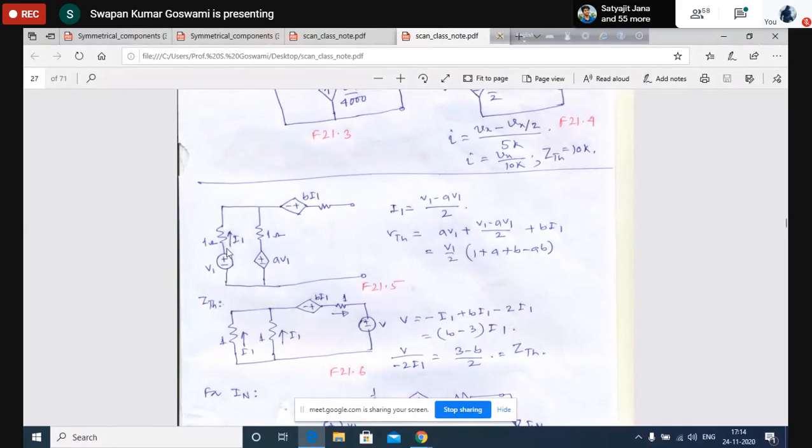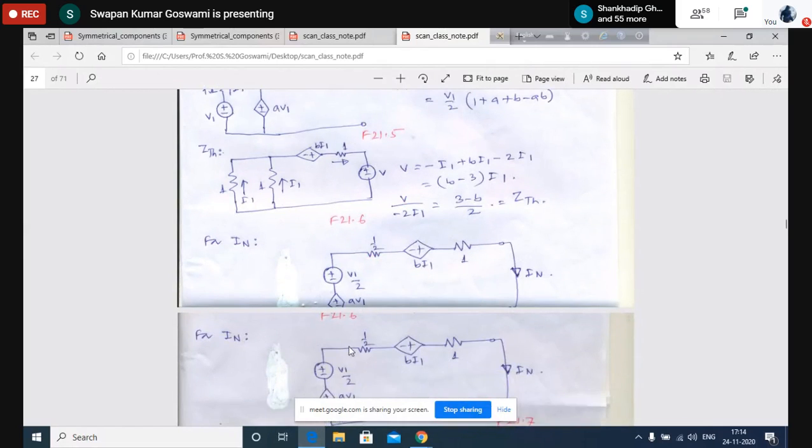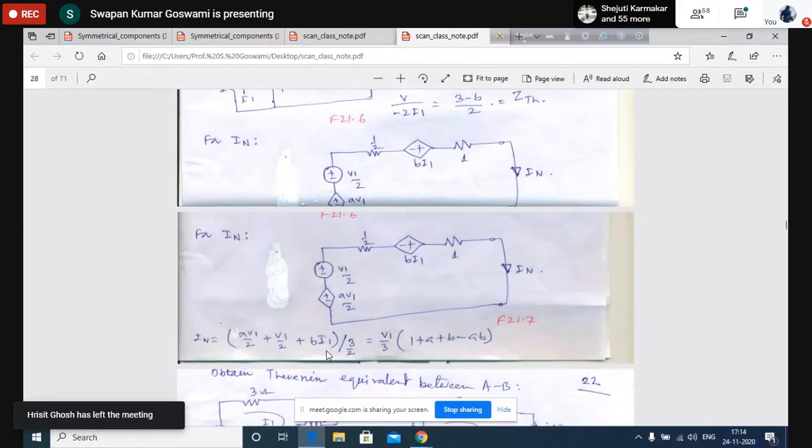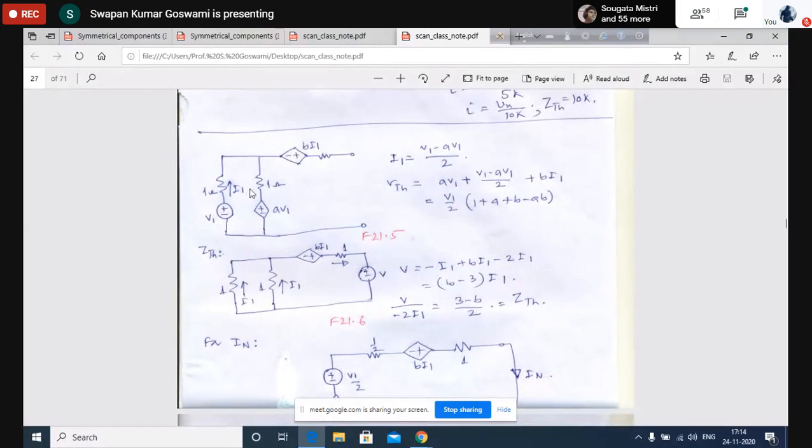Obviously the configuration of this branch will change, right? This has changed, something has become reversed, but then I am not getting I1 here, but some value of I1 has been used. Then which value will I use? It will be the value of I1 when the circuit was in this configuration.